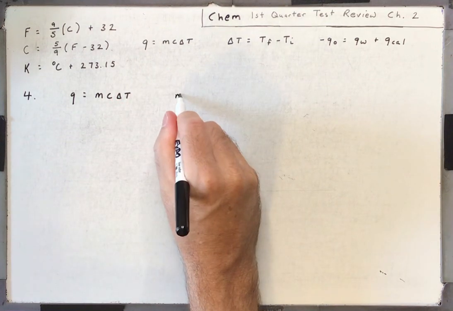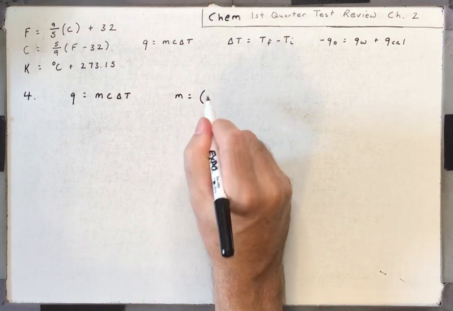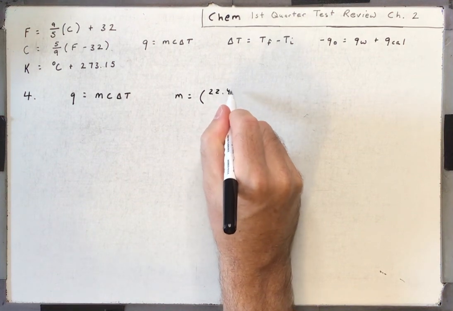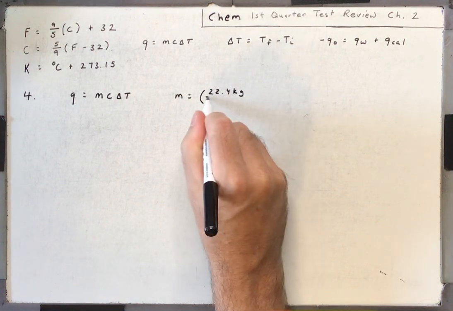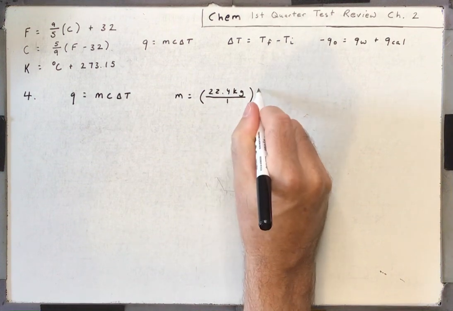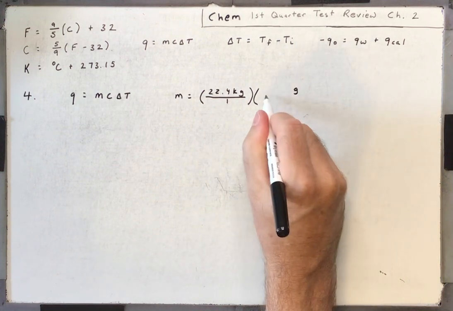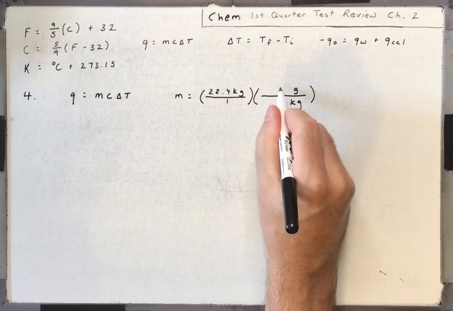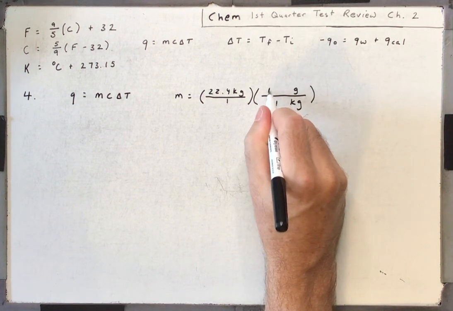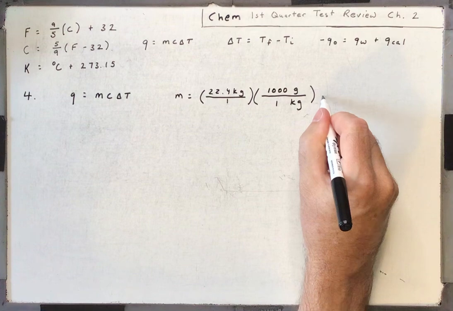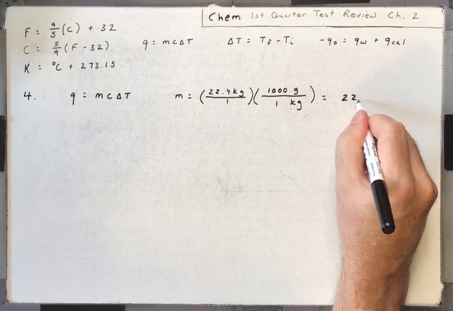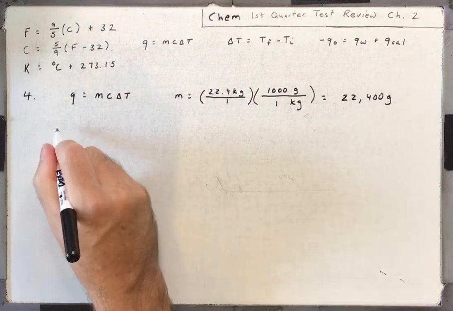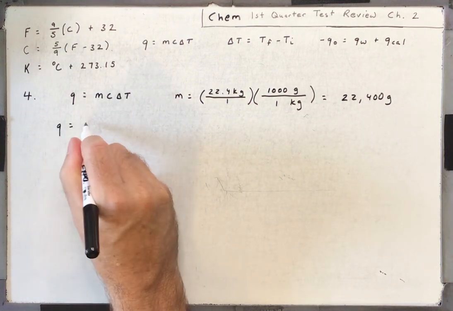Now the mass, we're going to need to convert that to grams. So we have 22.4 kilograms. I'm going to put that over 1. Going to convert that to grams. Cancel out kilograms. The 1 goes by the bigger one. There's 1,000 grams in a kilogram. So you'd have 22,400 grams.